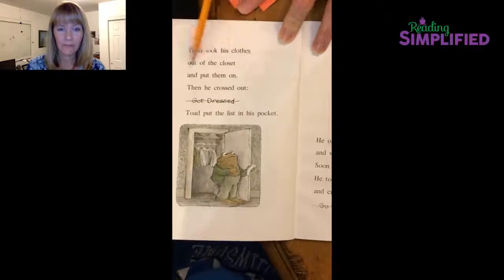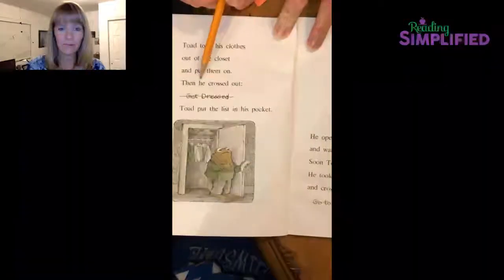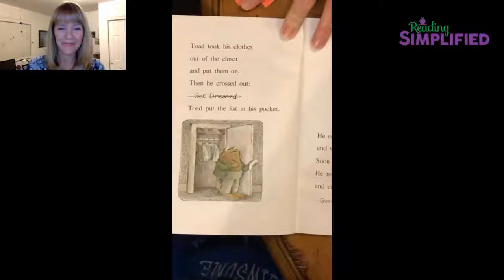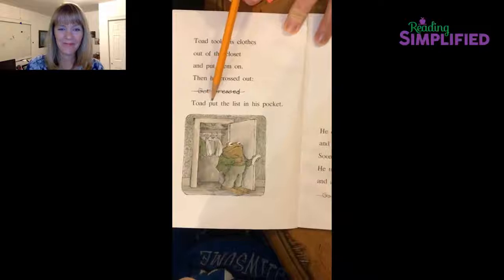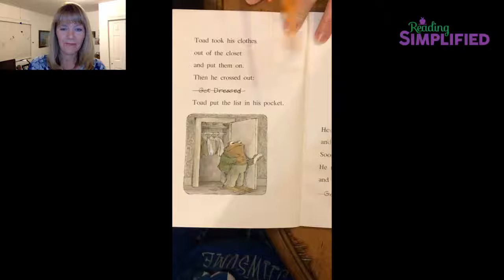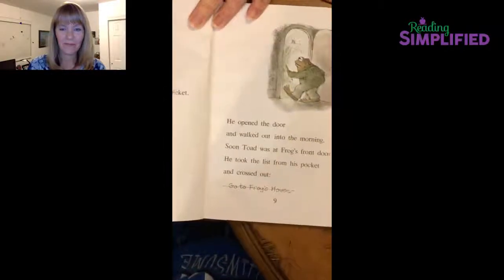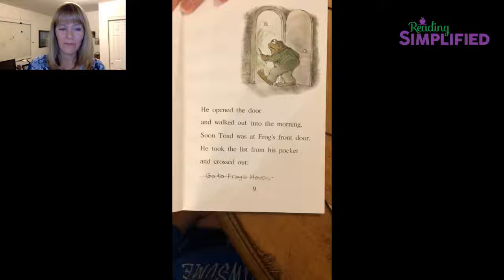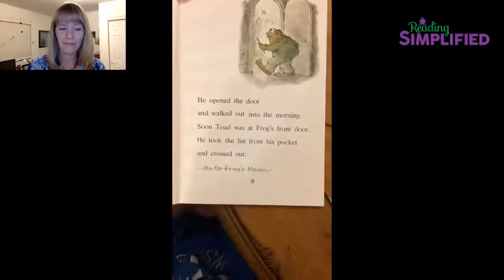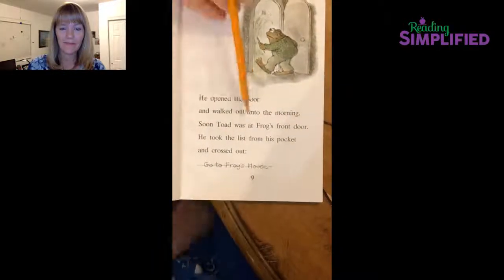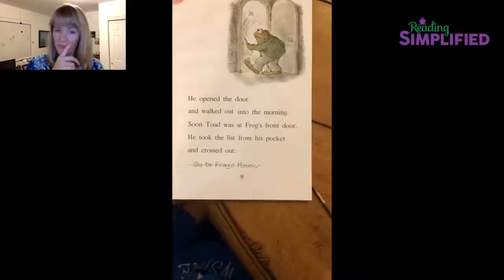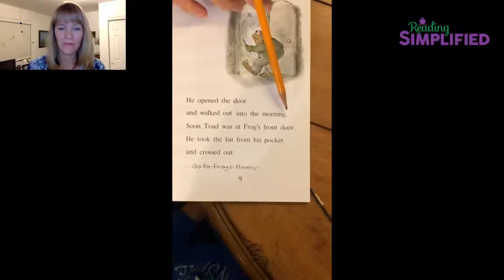He took his clothes out of his closet and put them on. Then he crossed out get dressed. Toad put the list in his pocket. Nice. He opened the door and walked out. He walked out into the morning.